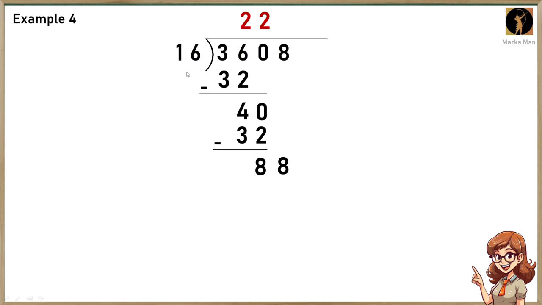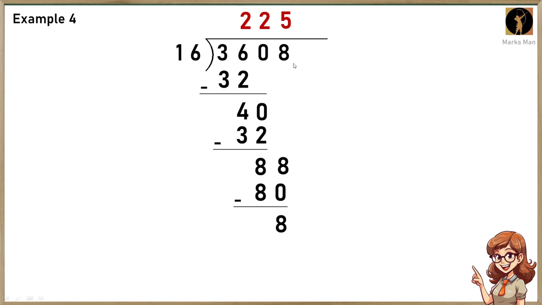88 divided by 16, that is equal to 5. Next step, you need to multiply this number 5 to your divisor. So 5 times 16, that is equal to 80. Next step, you need to subtract this number 80. 88 minus 80, that is equal to 8.